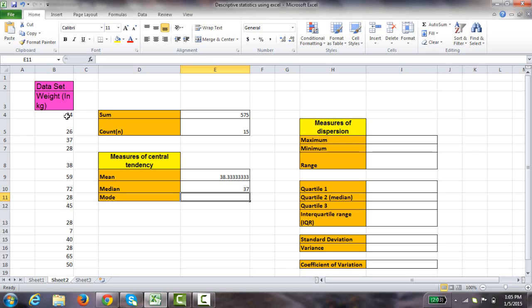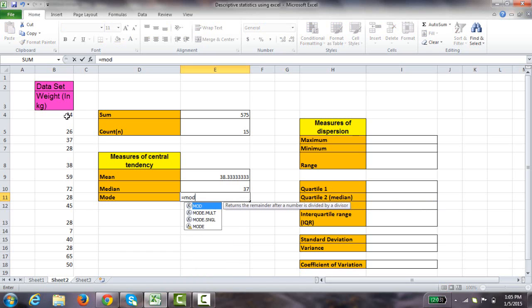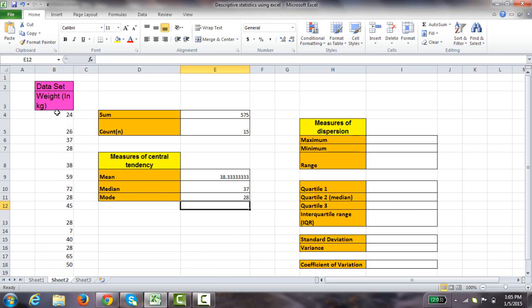Now let us calculate mode, which is equal to mode. Then again we highlight all the sample observations and press enter. We will get the value which is occurring the most number of times, that is 28. We can easily see in the data set that 28 is occurring the most number of times. That is, it's occurring 4 times.